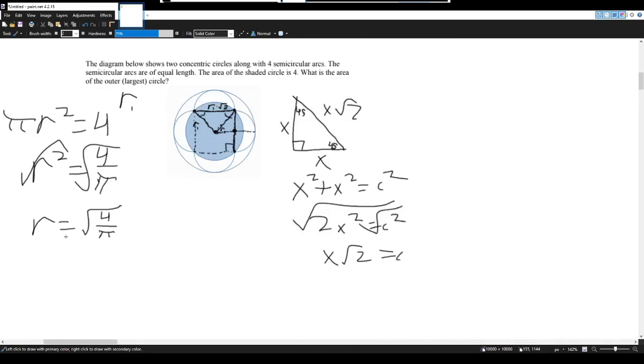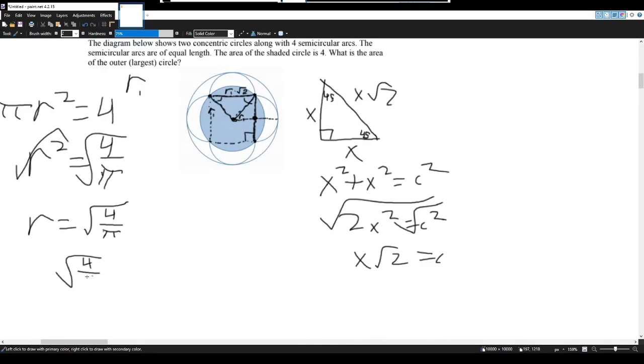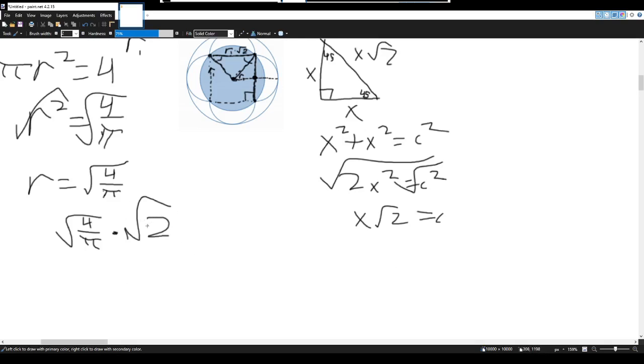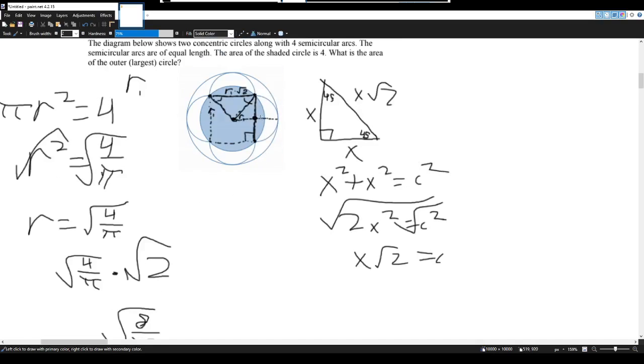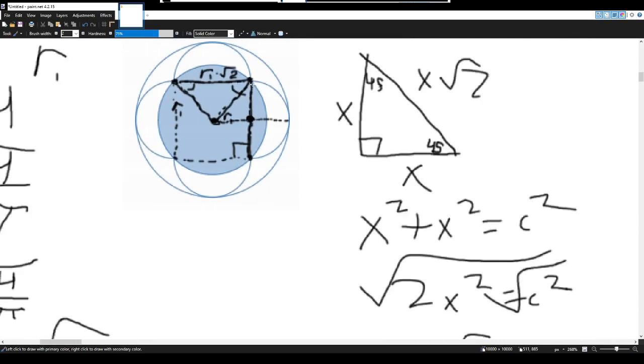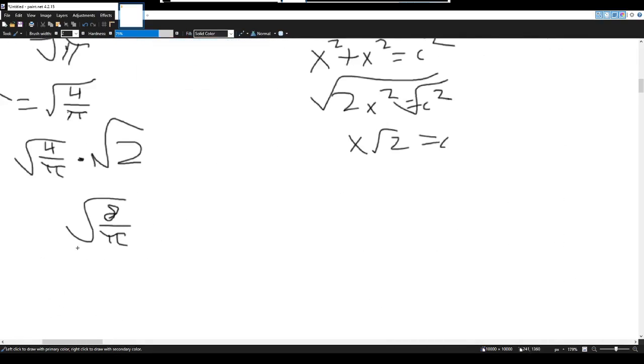Now what would that be? That would be root 4 over pi times root 2. So since they're both in roots, you can actually just multiply in there. So that would actually just be root 8 over pi is the diameter of this, right? That's this whole distance, but we just want the radius. So actually we can divide that by 2. And so that would be root 8 over pi.